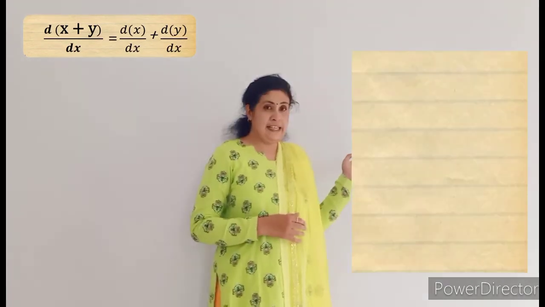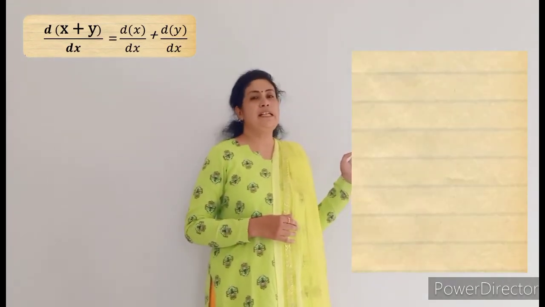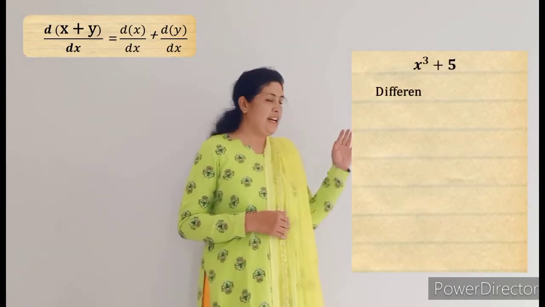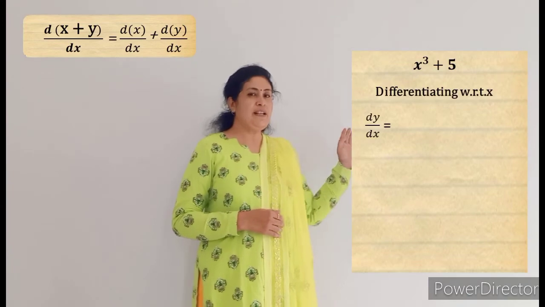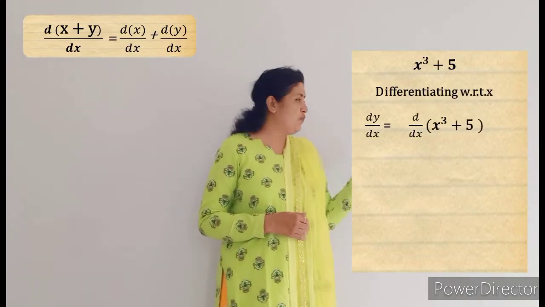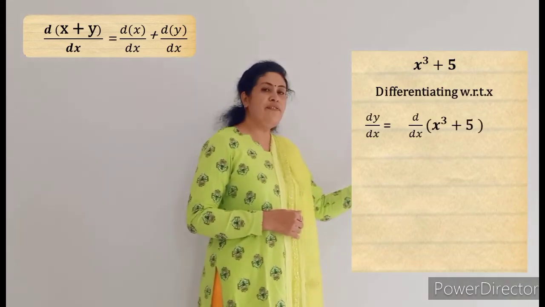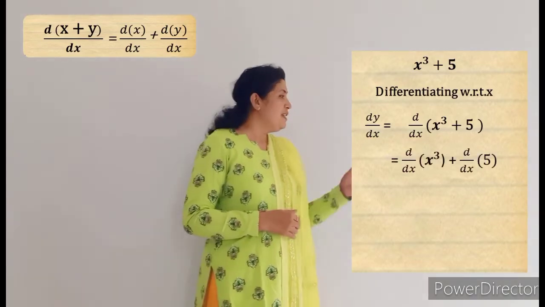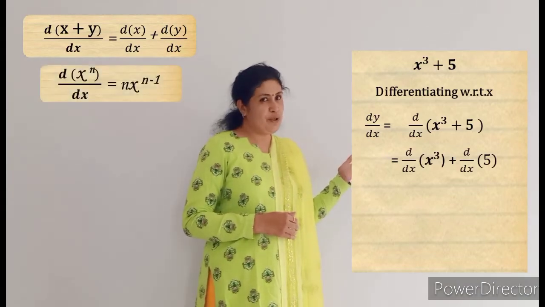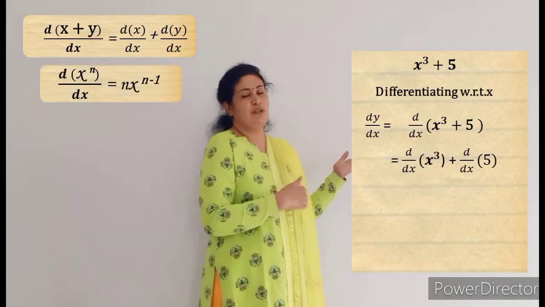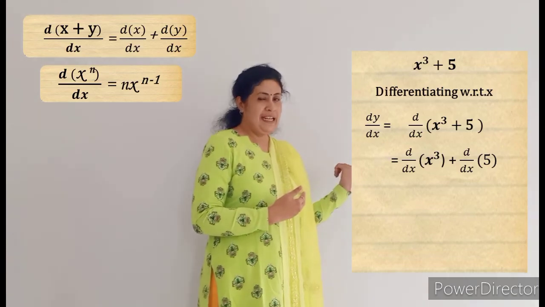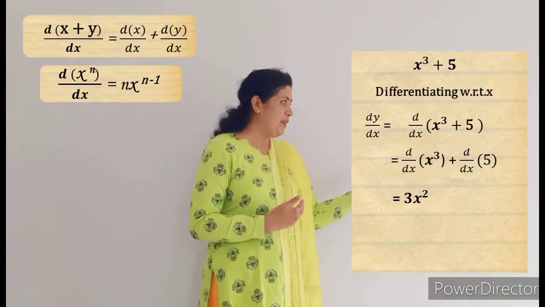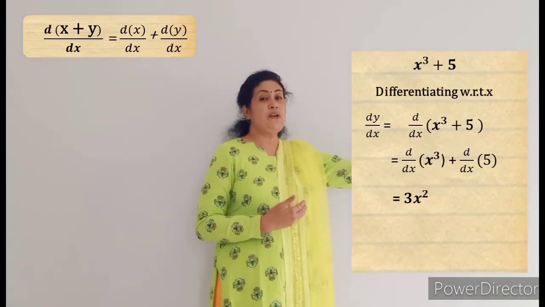Let us see another example. Suppose the function is x cube plus 5. Then we need d by dx of x cube plus 5. So first what will you do? d by dx of x cube plus d by dx of 5. Now the index rule you know very well. n will come down, so what will come down here? 3. x raised to 3 minus 1, that is 2. So 3x square plus d by dx of a constant.